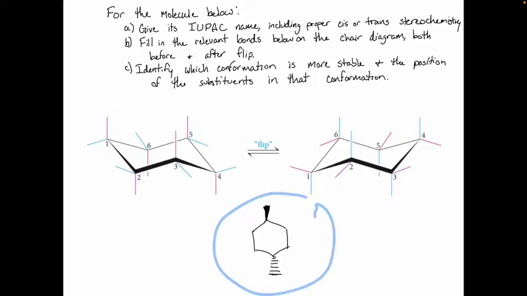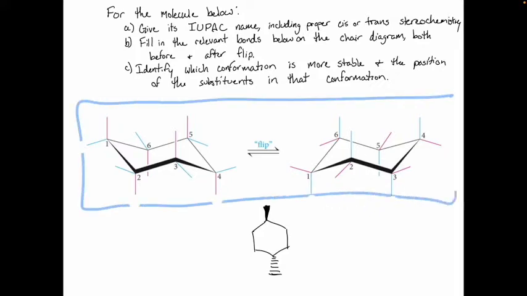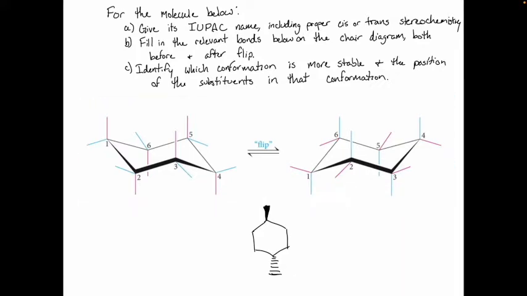First thing we should be able to do is name it. Give me the name of this particular molecule. Remember that we have this cis-trans stereochemistry with the names of our cyclohexanes. We can use this diagram below and fill in where those methyl groups should be on that chair flip diagram. Do that for both sides, and we can use it to establish which conformation is going to be the most stable of the two. Okay?